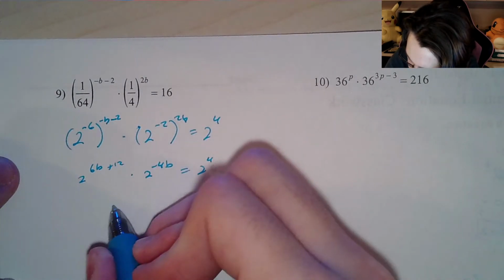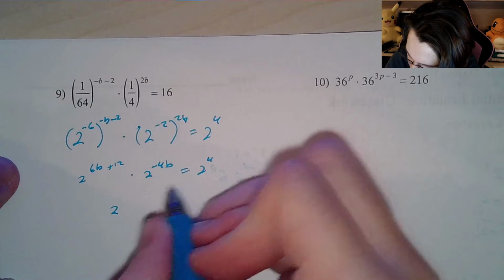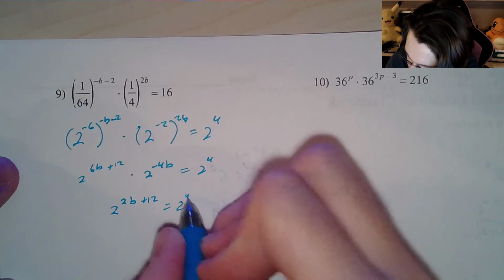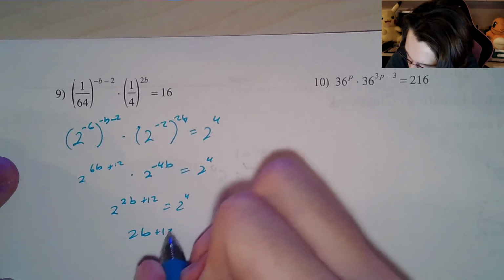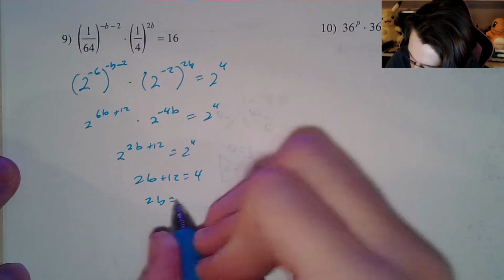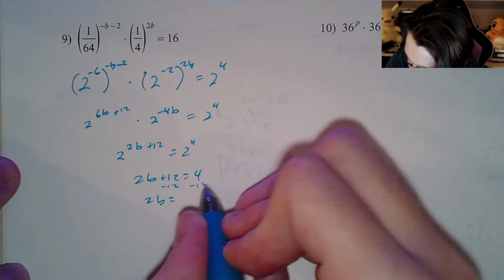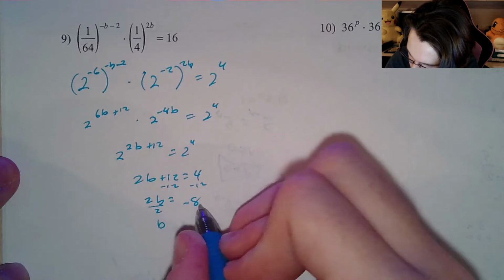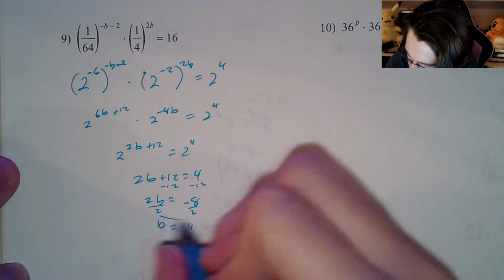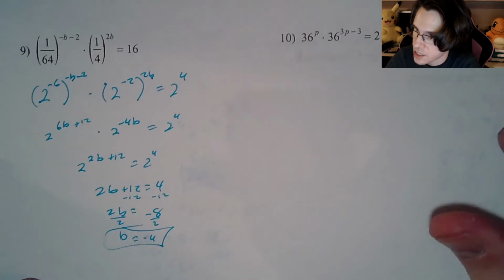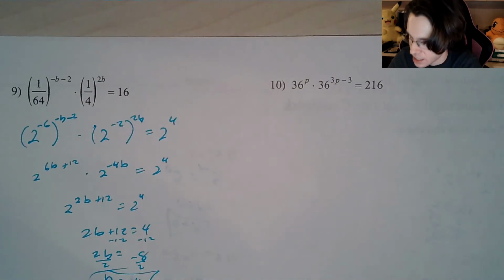You're still adding like terms here. 6 minus 4 is 2. Don't forget your 12 there. 2 to the 4th. So 2b plus 12 equals 4. Subtract 12 on both sides. You get 2b, oops, I actually remembered. You get 2b equals -8. And if 2b is -8, divide both sides by 2, and you get -4 as your final answer. On to number 10, same exact concept.